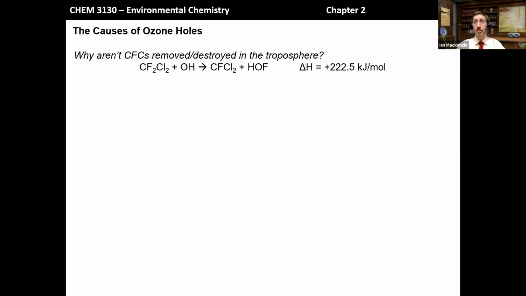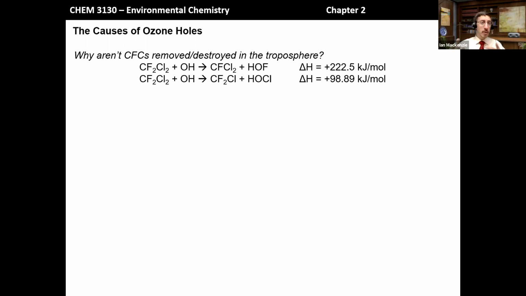It essentially does not occur. It's uphill by 222 kilojoules per mole. We could think about perhaps abstracting off a chlorine rather than a fluorine, but what we'll notice is that's also uphill by almost 100 kilojoules per mole.